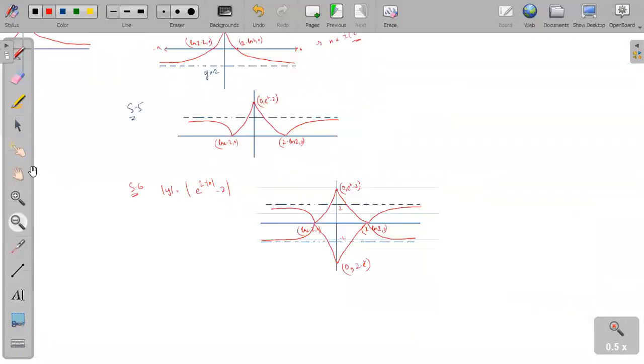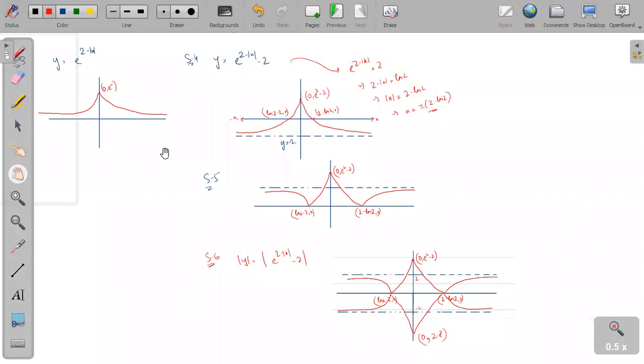Have you understood this question? Yes or no? Yeah, very good. Sir, all good, correct. Yeah, you have understood now? Very good. Those who are having doubt, please raise your hand. So these are the graphs.